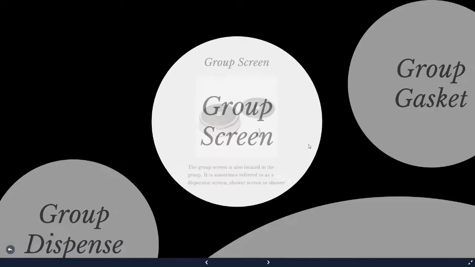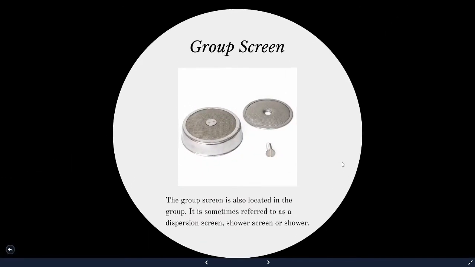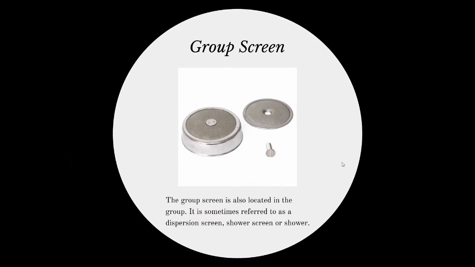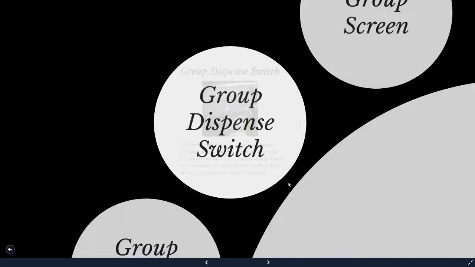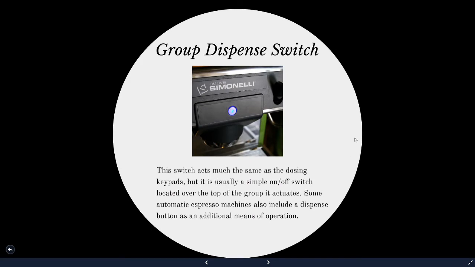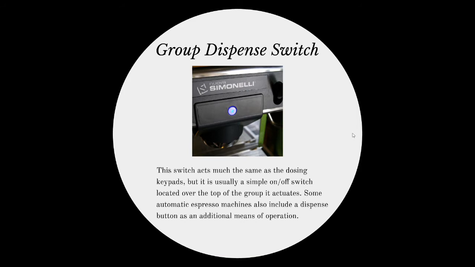Group screen. The group screen is also located in the group. It is sometimes referred to as a dispersion screen, shower screen, or just shower. Group dispense switch. So the switch acts much the same as the dosing keypads, but it is usually a simple on and off switch located over the top of the group it actuates. Some automatic espresso machines also include a dispense button as an additional means of operation.